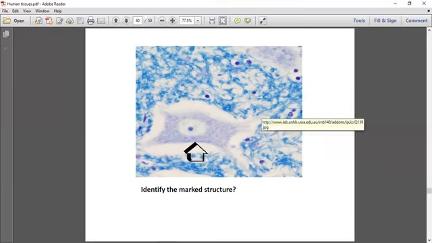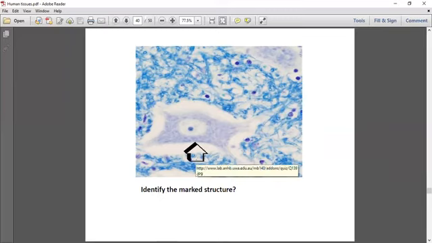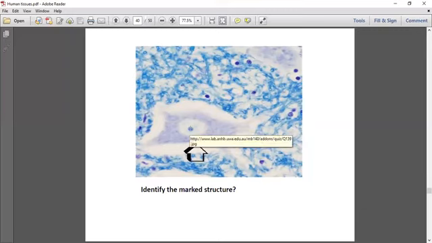This slide represents a cross-section of nervous tissue. Identify the marked structure by arrow. Cell body, which is the real nerve cell, having a nucleus and the nucleolus, extensions, which are the dendrites, and cytoplasm rich with subcellular components.